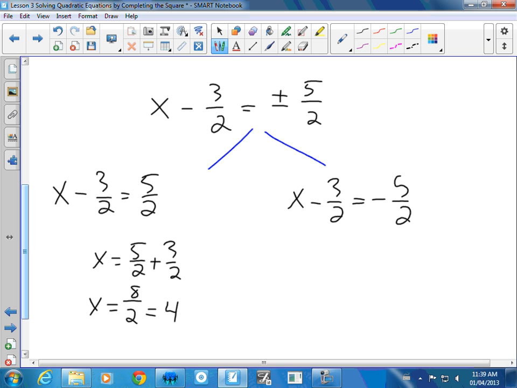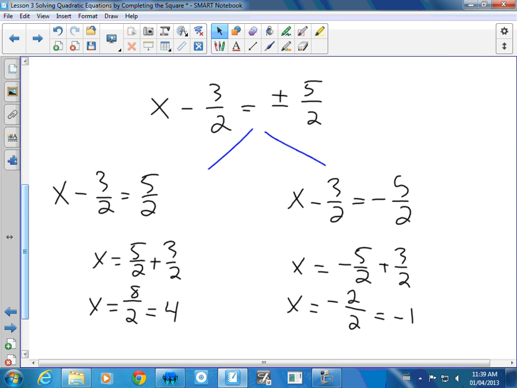Oh, that's weird. Hey, what about this one? X equals negative 5 over 2 plus 3 over 2. X equals negative 2 over 2, which is negative 1. That's kind of weird. Did those answers work out really nice?